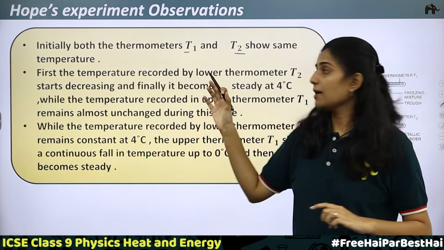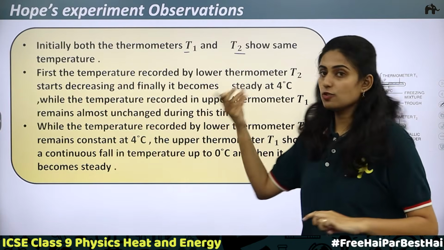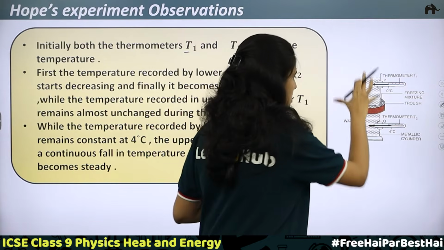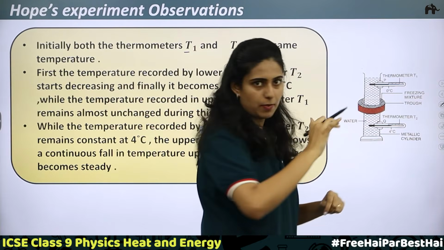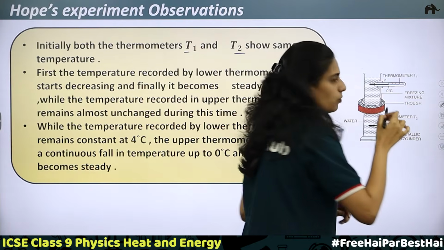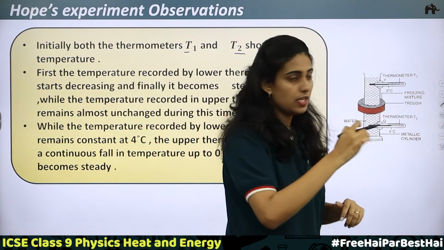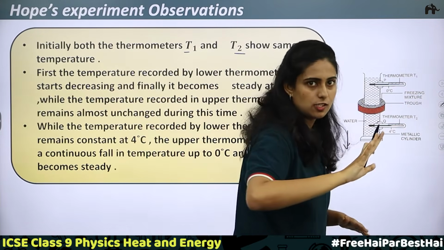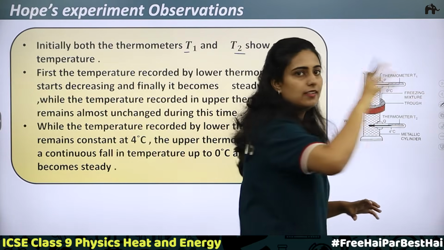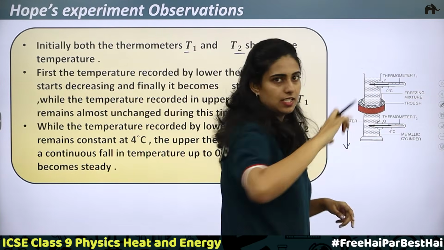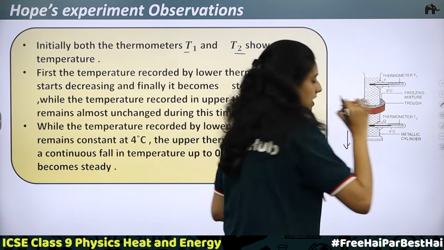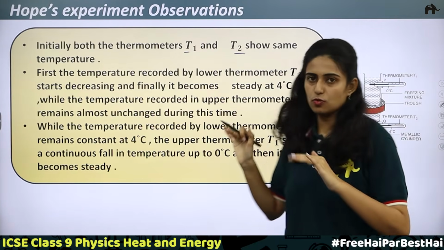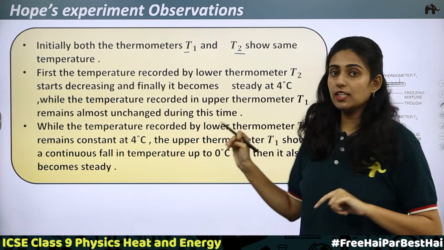Next, first the temperature recorded by lower thermometer T2 starts decreasing and finally it becomes steady at 4 degrees Celsius. Will be explaining why this is happening. Initially the temperature shown in T2 will start decreasing. At this time in thermometer T1 there won't be any change. The temperature initially noted will be the same. In T2 it is decreasing till it reaches 4 degrees Celsius. Once it reaches 4 degrees Celsius, then it is constant. Beyond 4 degrees Celsius, it won't be decreasing. This is happening to thermometer T2.